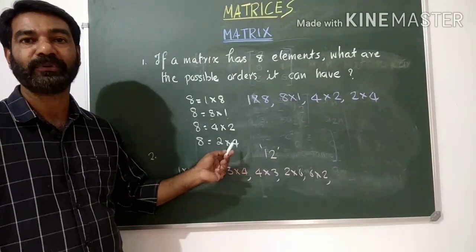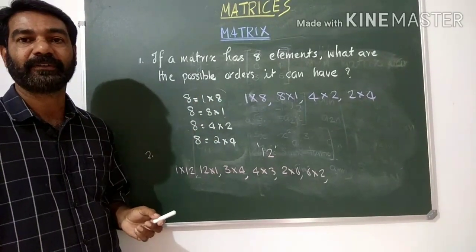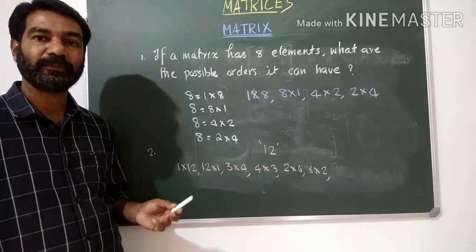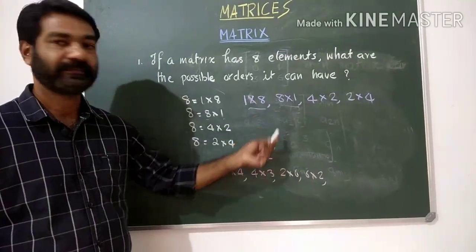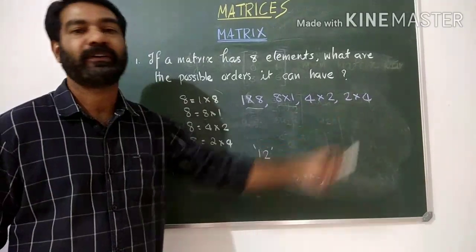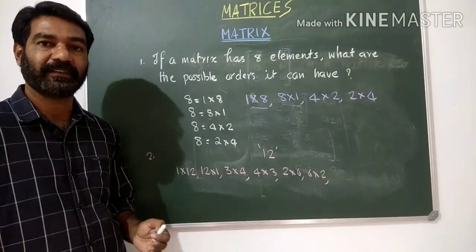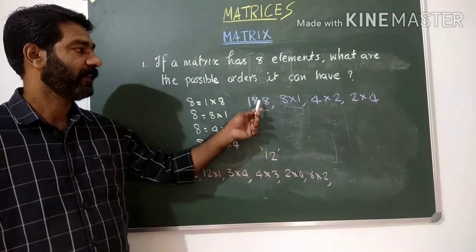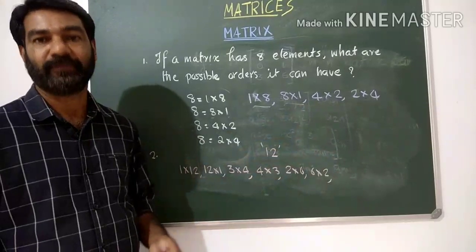Or 8 is equal to 2 into 4. These are the 4 different ways we can write 8 as a product of 2 numbers. So the possible orders are either 1 by 8, or 8 by 1, or 4 by 2, or 2 by 4. So there are 4 possibilities. If there are 8 elements in a matrix, the possible orders are 1 by 8, 8 by 1, 4 by 2, and 2 by 4.